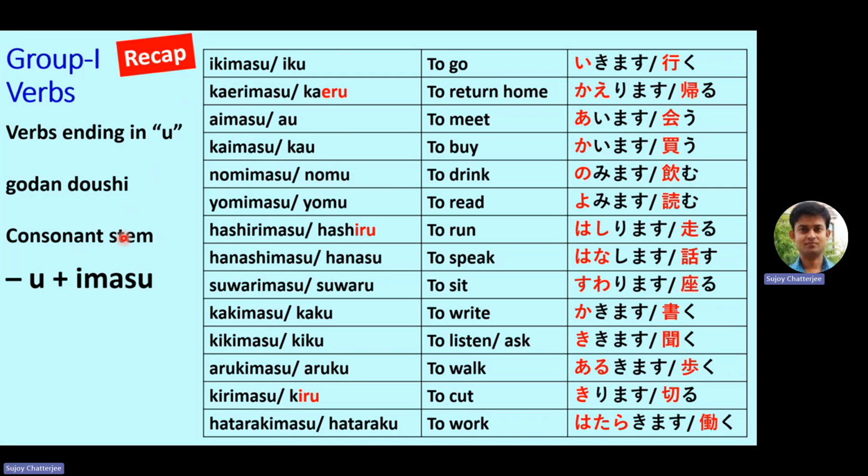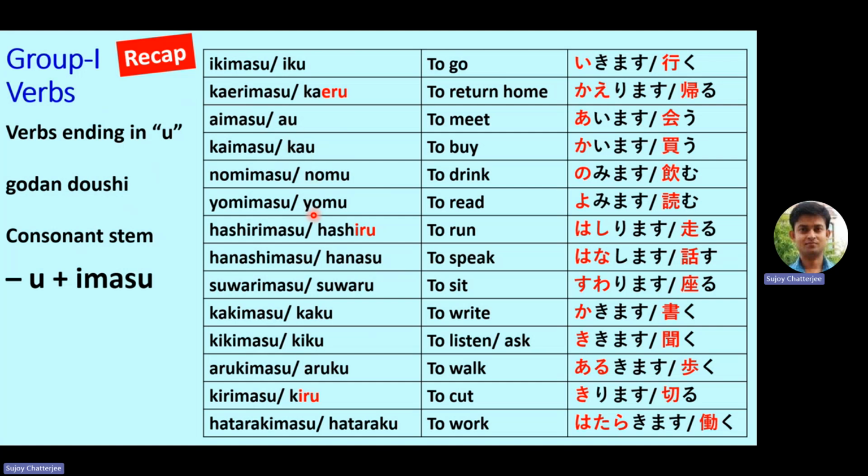So that's why it is called a consonant stem. Similarly, if you look at all these, hanasu, if you remove U, then it becomes hanas. Suvaru, haku, and so on. So there are some exclusions as well, exceptions as well. For example, kau, because if we remove U, then it's A, which is a vowel, it's not a consonant. Similarly for au.